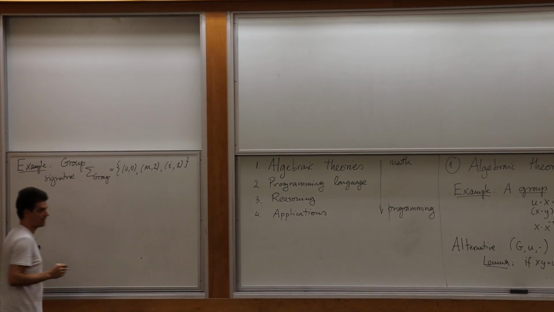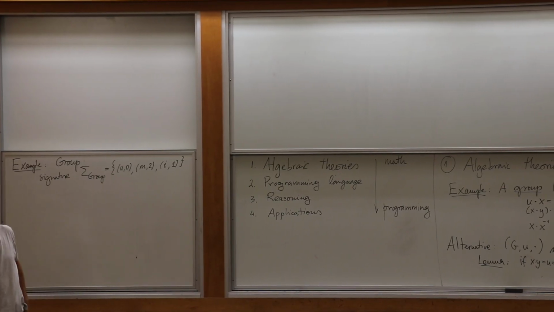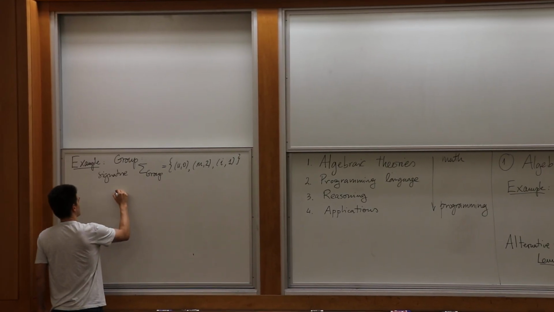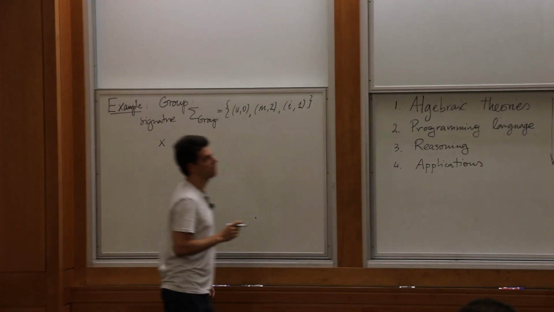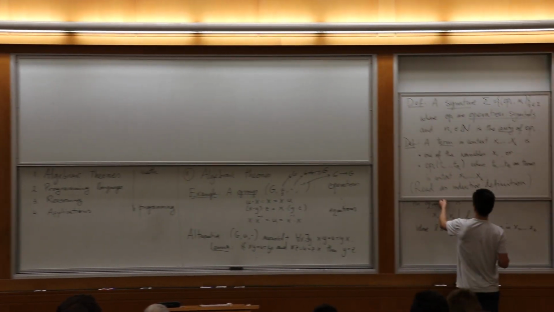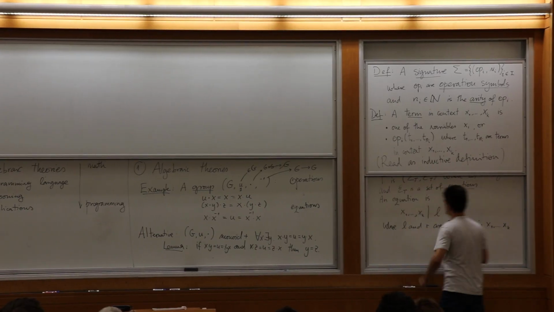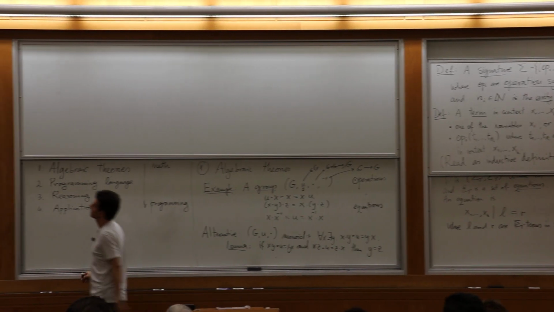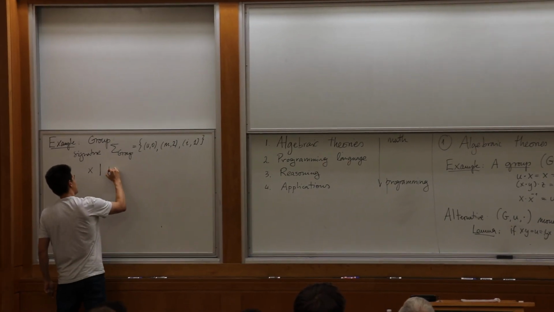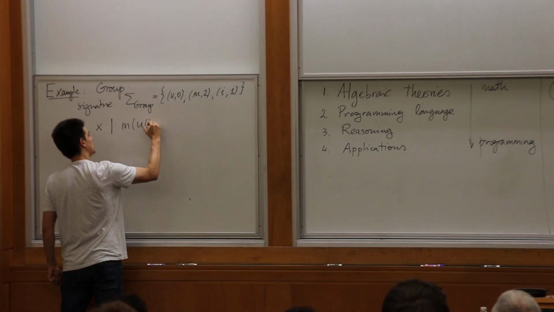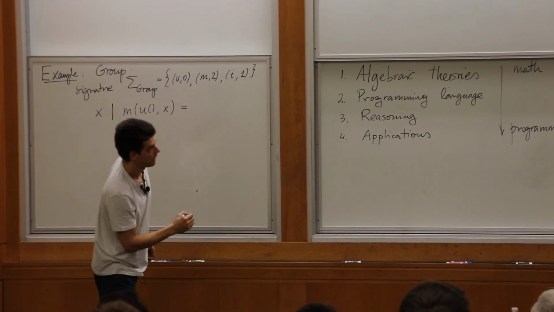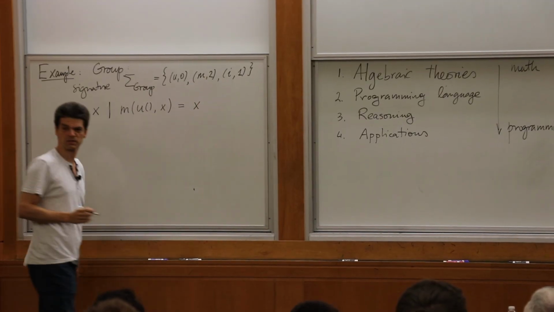Now if you want to write down the equations, let's write down some of them, maybe not all of them. Let me quickly introduce a notation: in the context x, let's do the first one. M U x equals x. That would be the first equation.